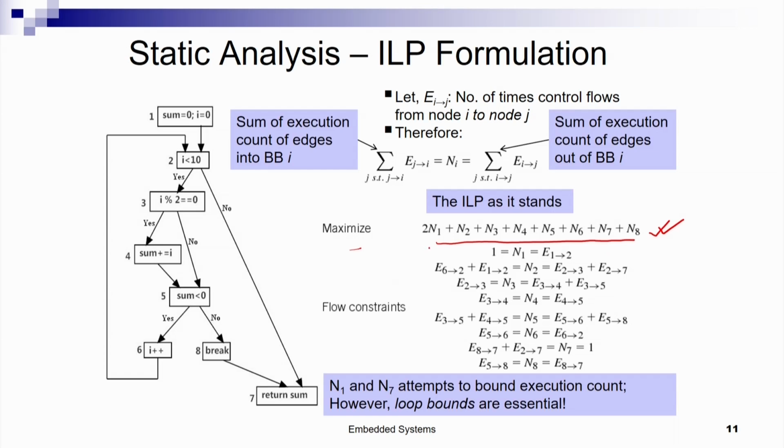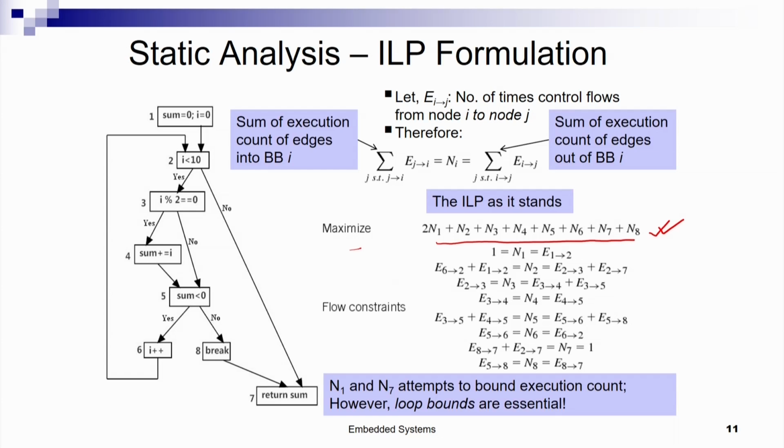So, we have to find valuations for n1, n2, n3, n4 and so on. The number of times each basic block executes, n1 through n8, are the decision variables, and we have to find valuations of those decision variables for which the time taken by the program is maximum. After getting the decision variables, we need constraints on them. We need bounds on each of these n1, n2 up to n8.